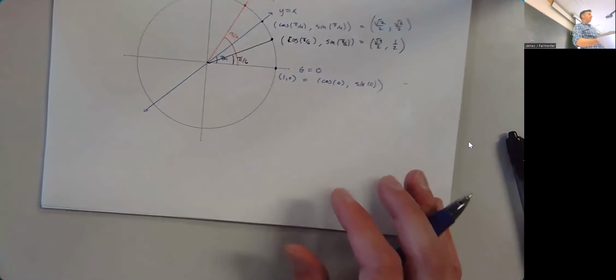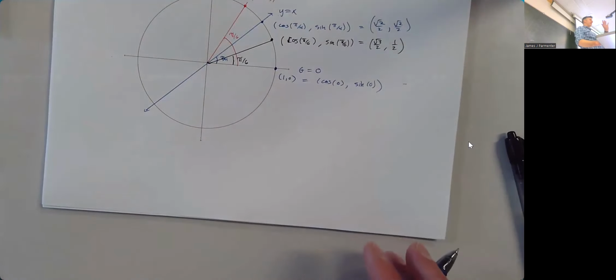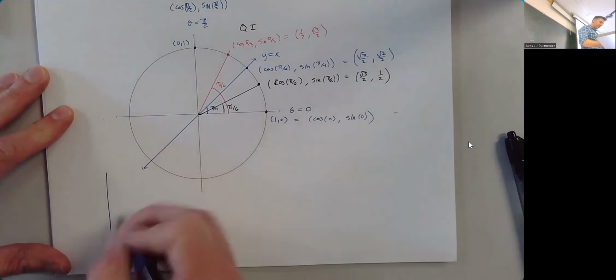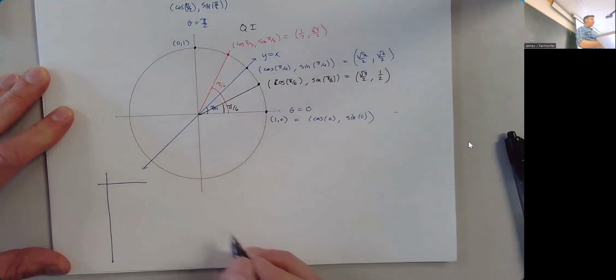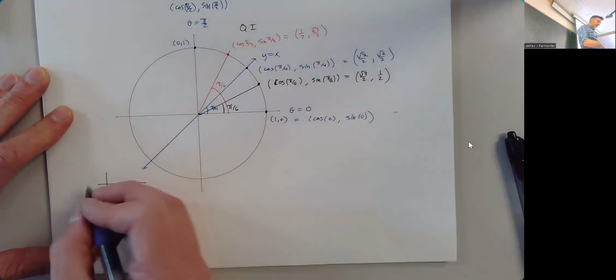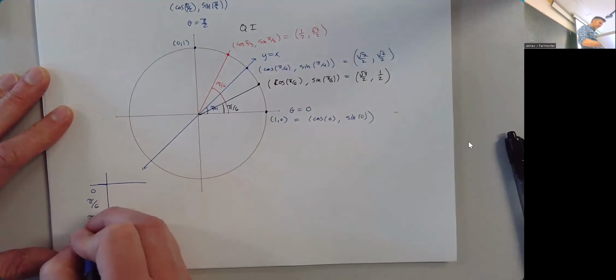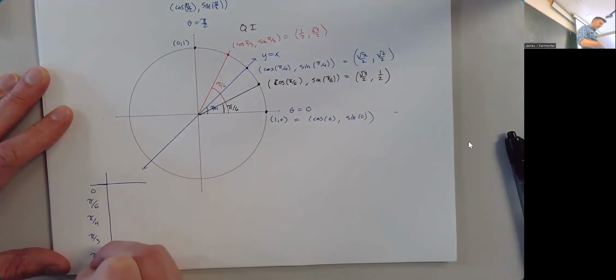So here is the clever way. Some people will use their hand for this. I'm not good at doing it with my hand, but I'll try to show you the hand way after I tell it five ways. So let's write down our five angles in order, from smallest to biggest. So we've got 0, pi over 6, pi over 4, pi over 3, pi over 2.